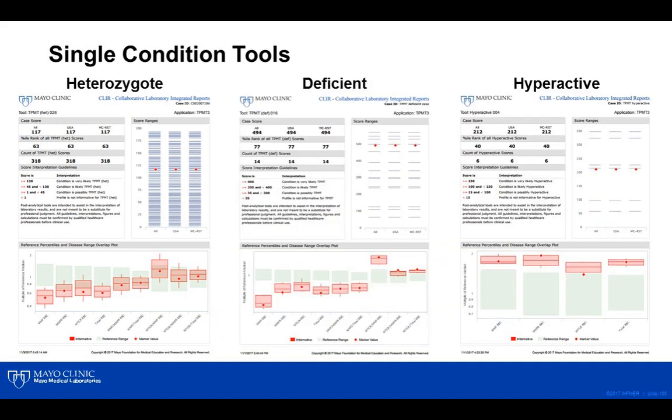The 3 tools for the recognition of each clinically relevant status of TPMT activity are shown here. Clearly, the counts of available cases for deficient and hyperactive status are still relatively low, and these tools should be considered still under development until more cases have been added.